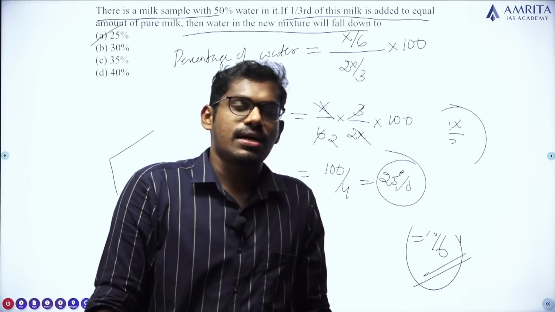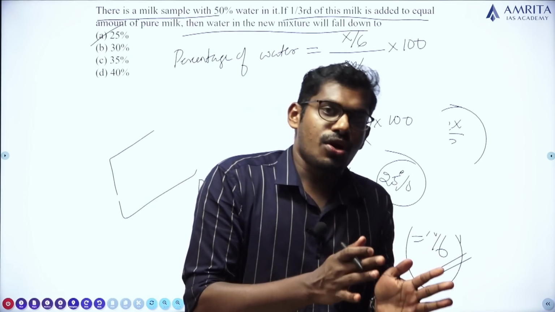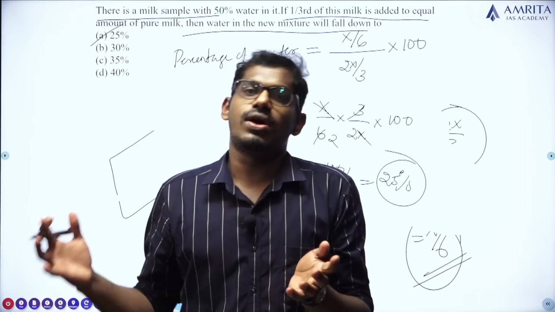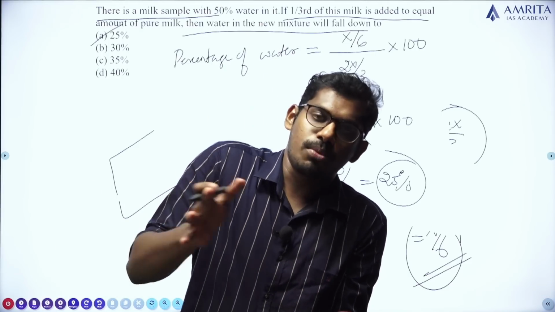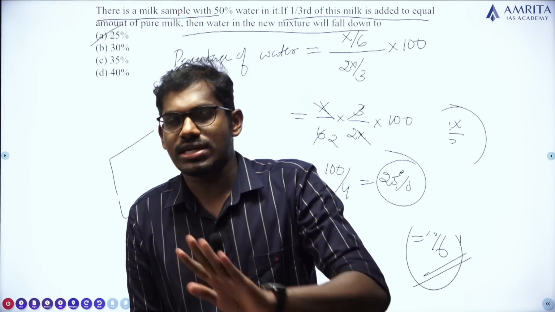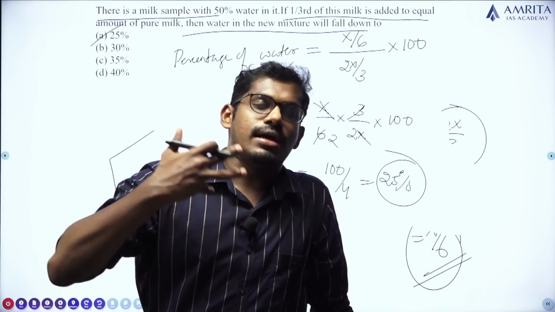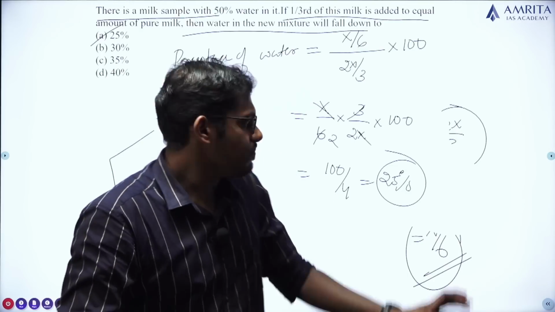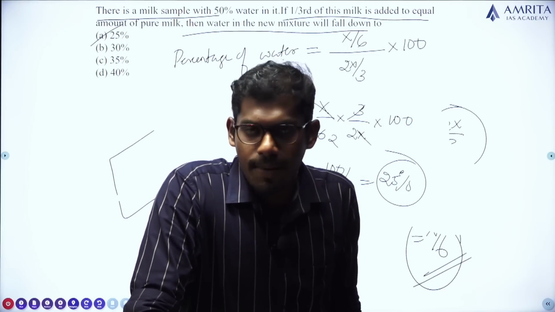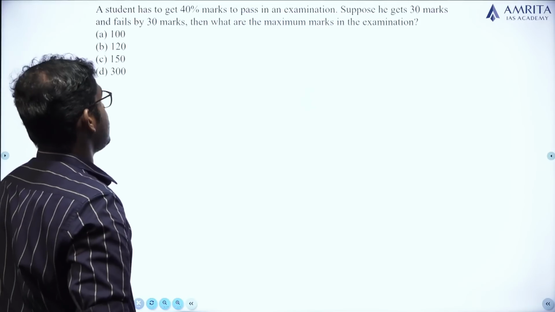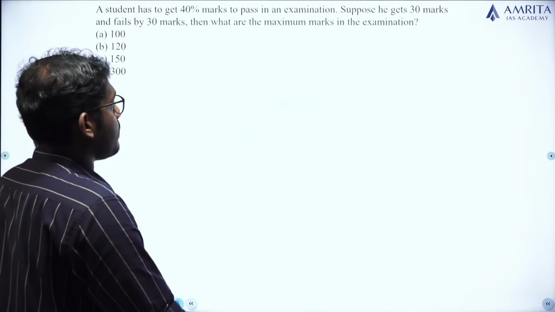Clear? So initially the solution contained 50% water and 50% milk. Now 1/3 of the solution is taken out and a similar quantity, x by 3 pure milk, is added to it, and now the solution is 2x by 3. Now we have to find the reduced amount of water in the present solution. So x by 6 divided by 2x by 3, we get the answer 25%. Clear? Okay.